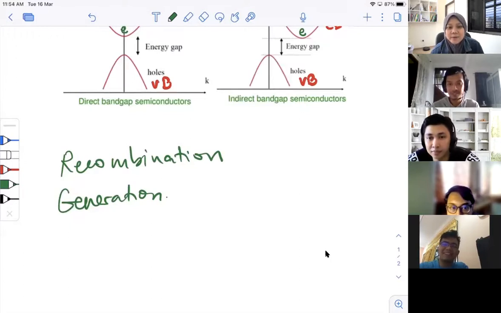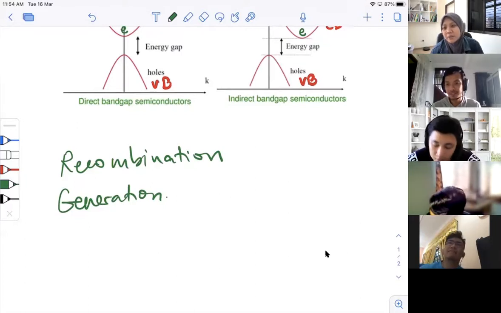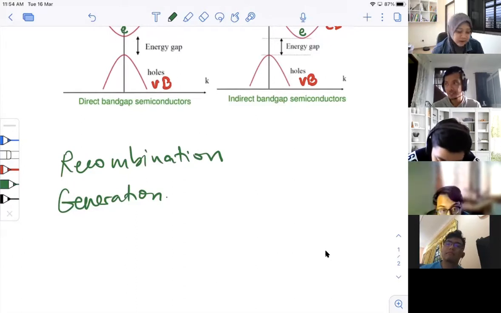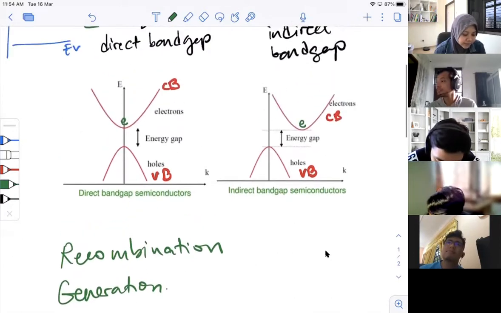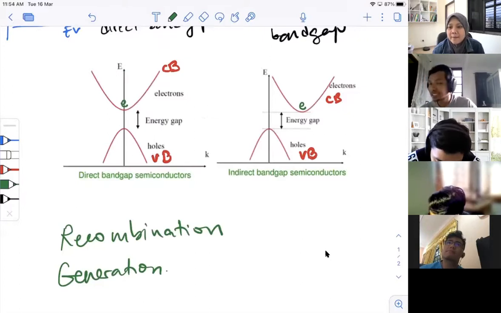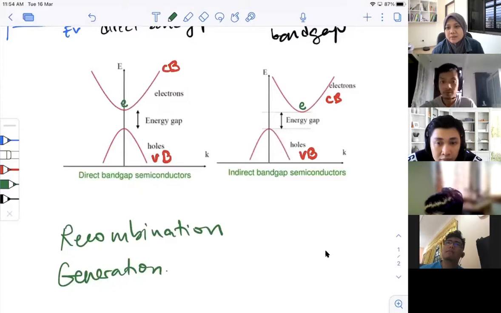Okay, so generation and recombination is a very, very important process in a semiconductor material and therefore in a device. Okay, what is it? Ada tak dalam slide tu? Tak ada? Ada tak generation and recombination dalam slide tu?